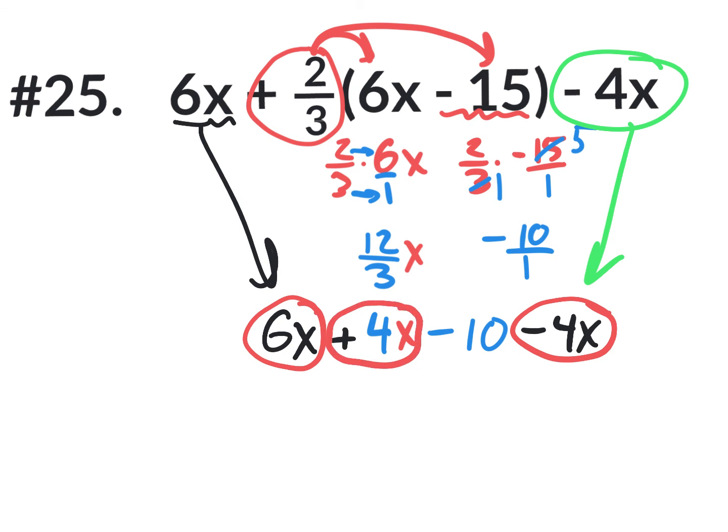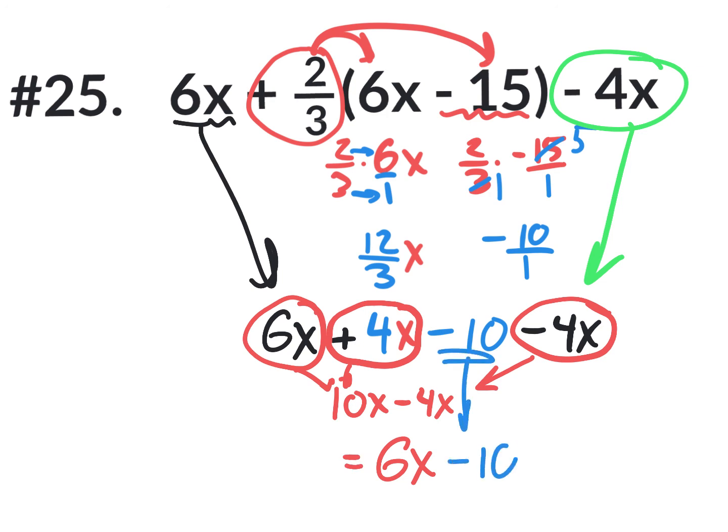So what is 6x plus 4x? 6x plus 4x is 10x, okay? And then 10x minus 4x, that will be 6x. Let me explain once again what I did. The 6 plus 4 gave me the 10. Then I brought down the minus 4x. So 10x take away 4x is your final answer right here, 6x. And the minus 10, I'm just going to bring it down and write it right there, minus 10.